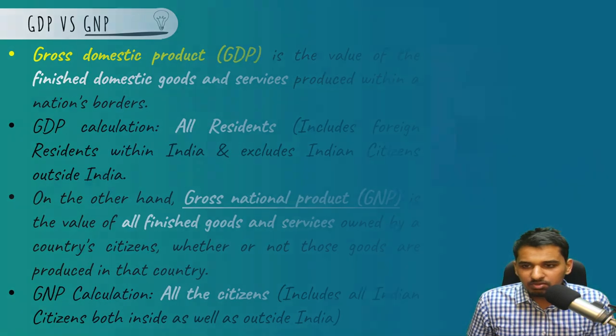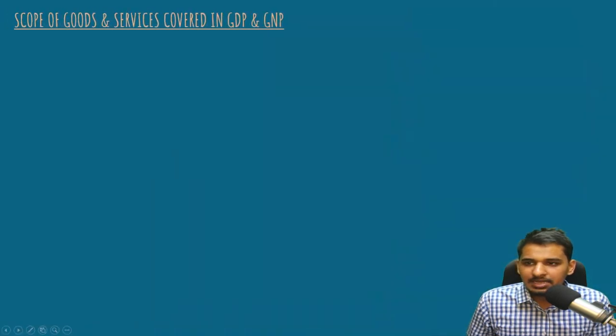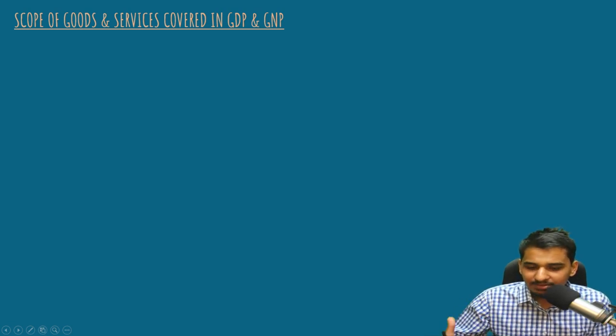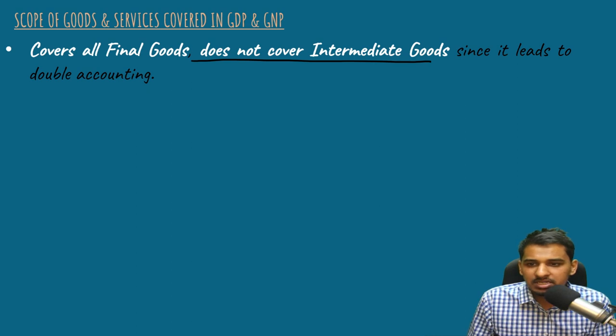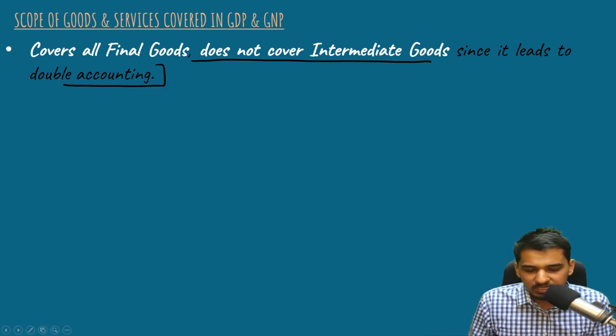Okay. So moving ahead now, let us see the scope of goods and services covered in GDP and GNP. As I was saying, only final goods are covered. So let us see why this is happening and what other goods we can include. It covers final goods and does not cover intermediate goods since it leads to double accounting. Now what does it mean? Suppose this is a cotton crop. These are some cotton crops which I am growing.